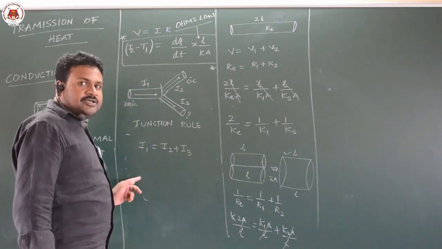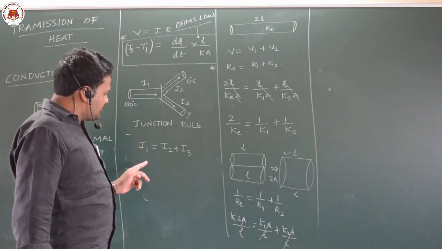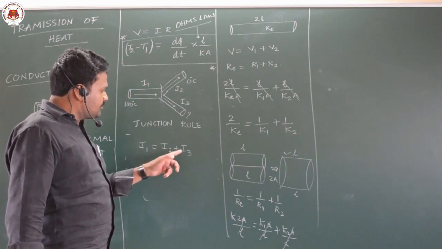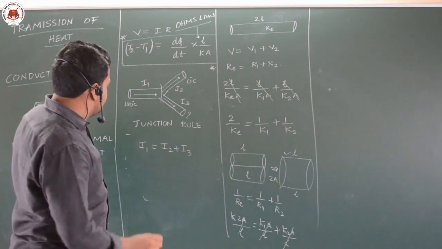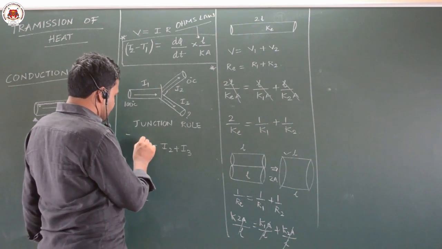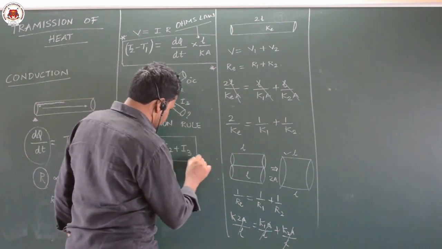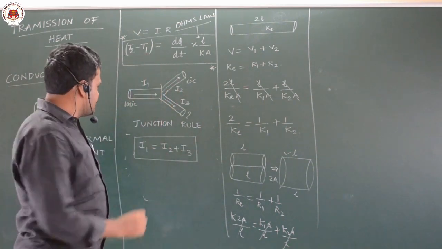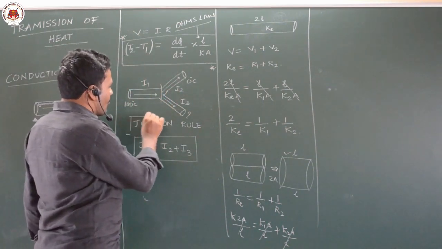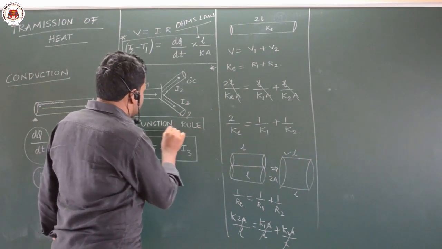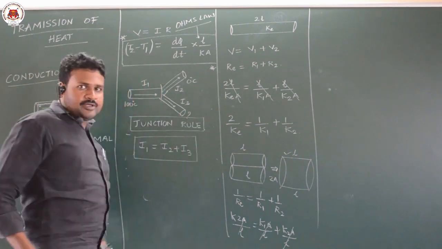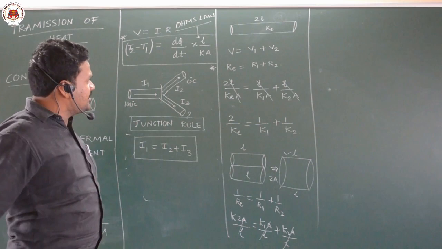dQ1 by T1 is equal to dQ2 by T2 plus dQ3 by T3. So by using this concept, you will get the answer directly. This is the junction rule. So whatever concepts you have studied in current electricity, the same thing you can apply for this conduction.